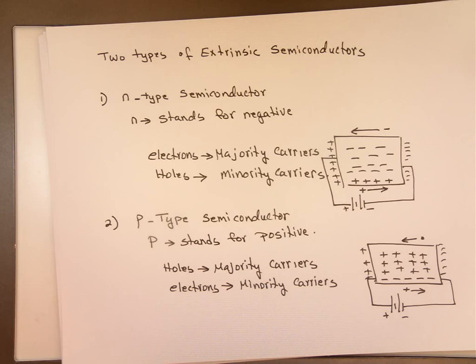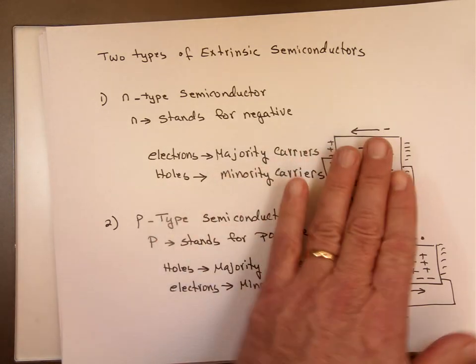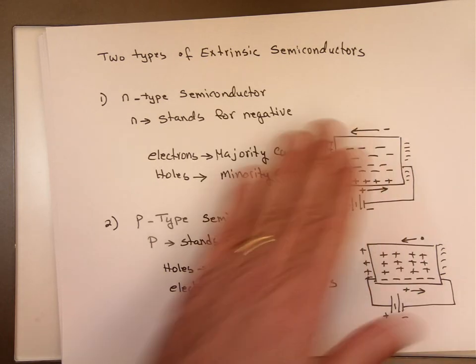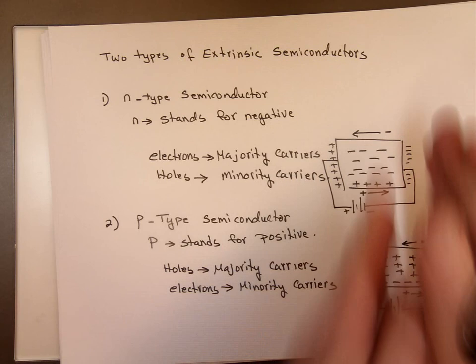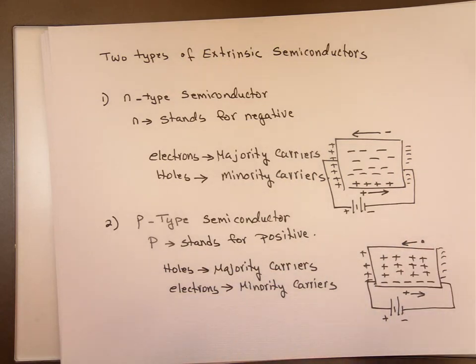So the next question becomes, what will happen if you take a piece that's negatively charged like this, an n-type, and right next to it, in the same crystal, just touching it, you attach a piece that's positively charged? What's going to happen? And we're going to be looking at that in the next video.